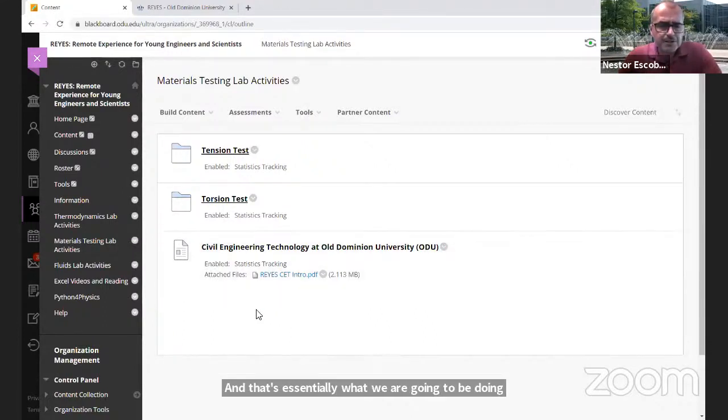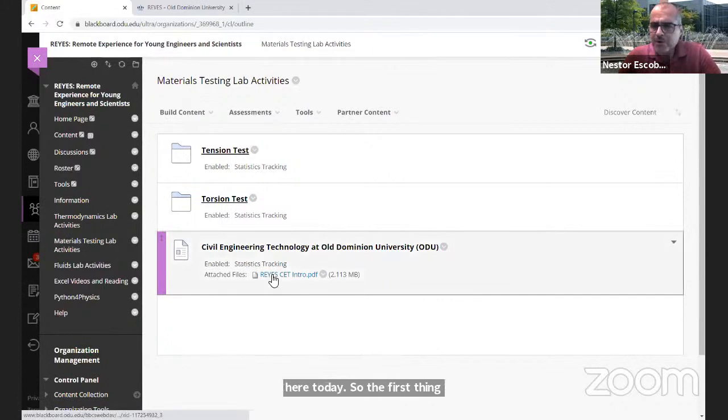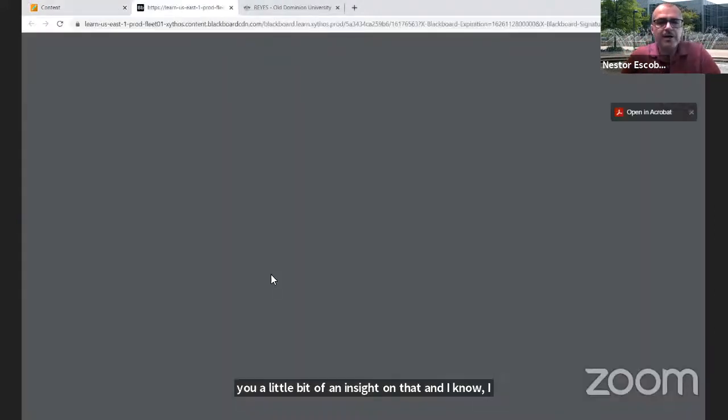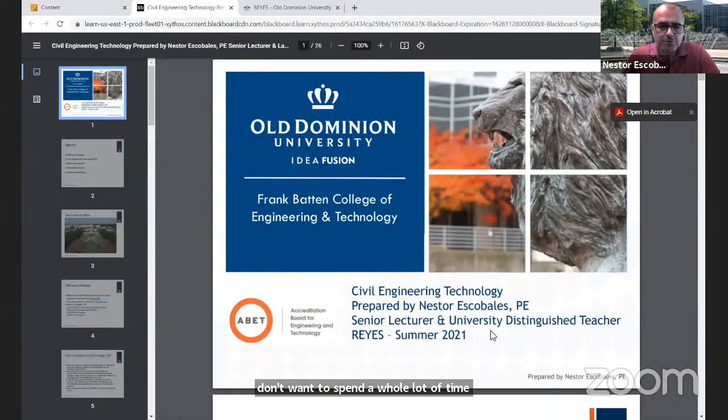So the first thing that I want to do is just browse through civil engineering technology and give you a little bit of an insight on that. I don't want to spend a whole lot of time on that, but I certainly want to be able to tell you what we have at the university in the engineering technology program.